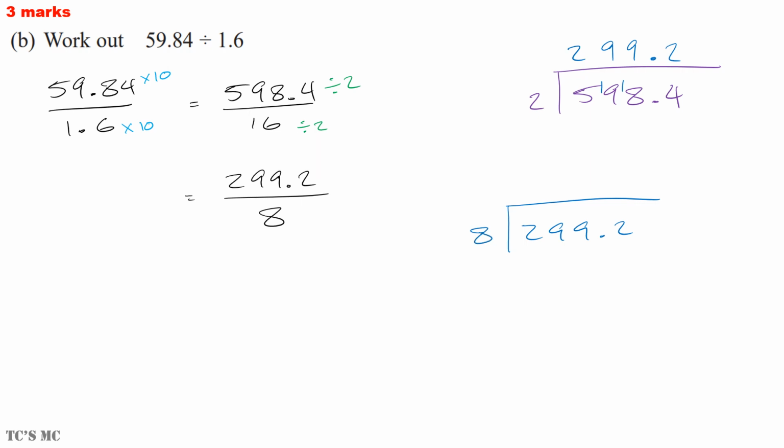2 divided by 8 is 0. 29 divided by 8 is 3. Remainder 5. 59 divided by 8 is 7. Remainder 3. 32 divided by 8 is 4. For having these digits, I now have my second mark, but remember the decimal point, which was over here. So the final answer is 37.4 for that third mark.